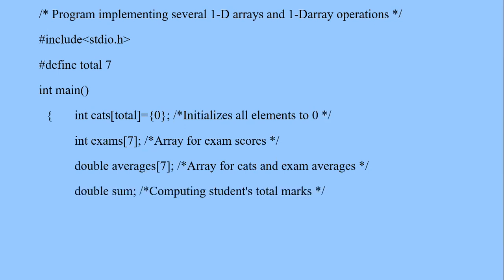Then we have a variable called sum that is going to hold the total for the student. Then we have another memory location called miniscore, which is of type double. It will hold the mean score for all the subjects. Then we have a variable called i, which in this case we shall use as our counter.